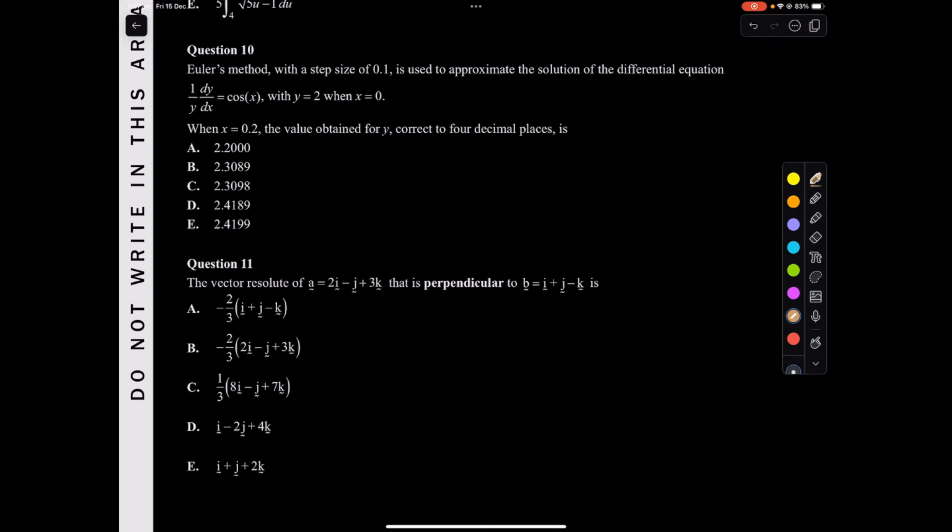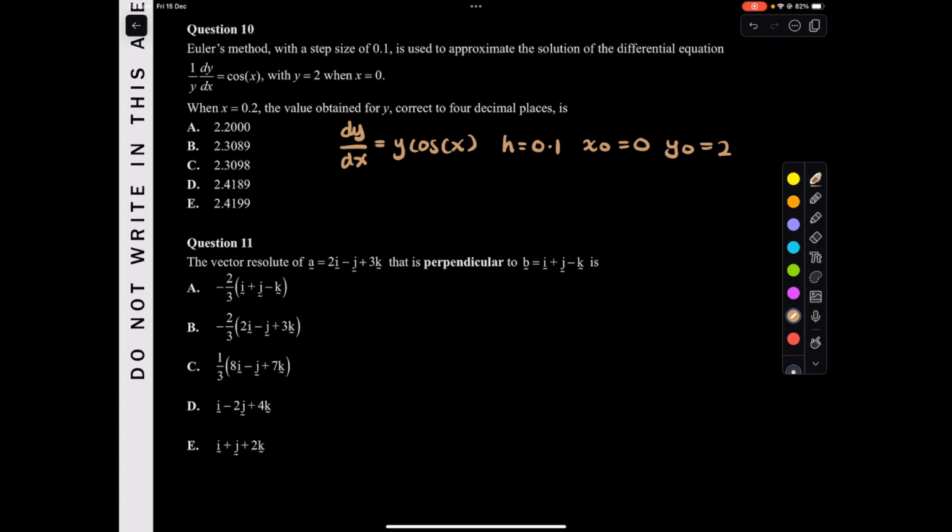Okay, what do we know? Well, we know dy/dx. I'm going to multiply both sides by y, so I can get rid of this here. It'll just be y cos x. We know our step size is 0.1. We also know that our x naught is 0 and our y naught is 2. Okay, so if we were trying to find x1, what is it?